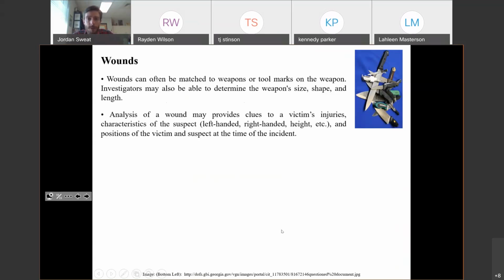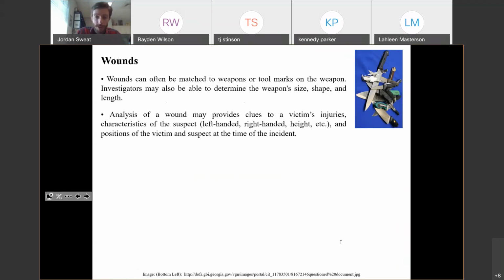The analysis of those wounds provides clues. They can provide clues about a victim's injuries. They can also tell us clues about the suspect, like their handedness. Are they left-handed? Are they right-handed? It can tell us their height. It can tell us even the positions of the victim and the suspect at the time of the incident.